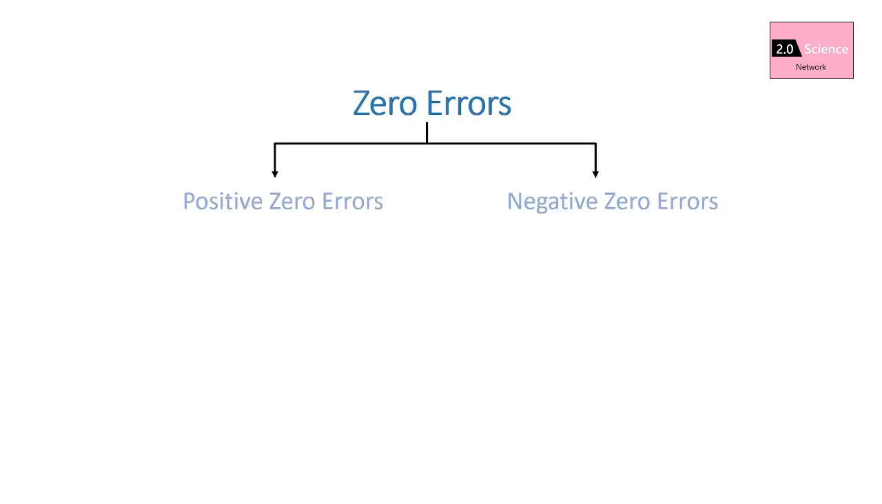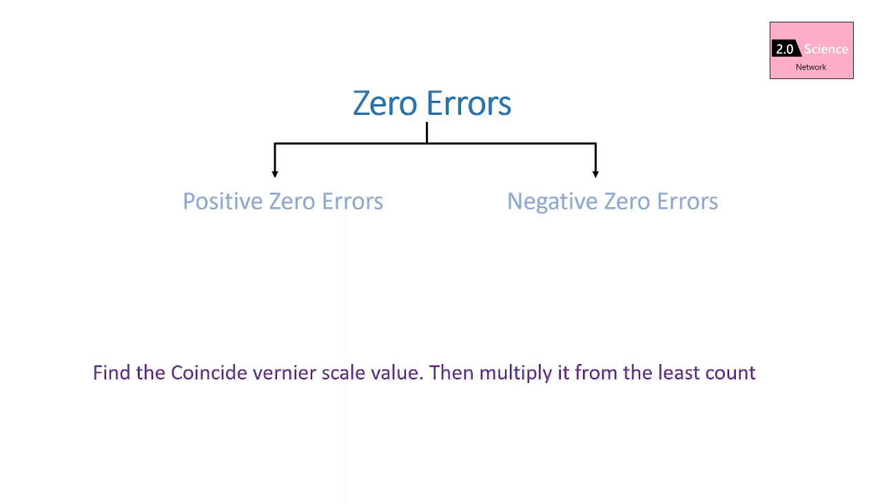If you want to find the error, there are a few steps. First of all, you must find the error type. There are two kinds of zero errors: positive zero errors and negative zero errors. After that, you must find the coinciding Vernier scale value, then multiply it by the least count. To get the error, you must get the coinciding Vernier value and multiply it by the least count. If you want to know more about the least count, see the link in the description.